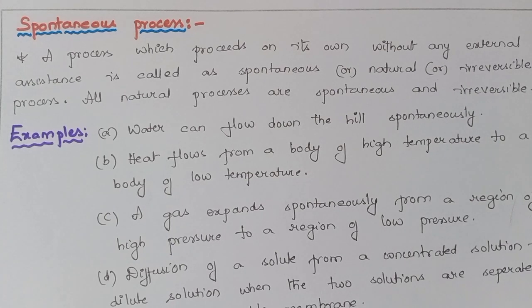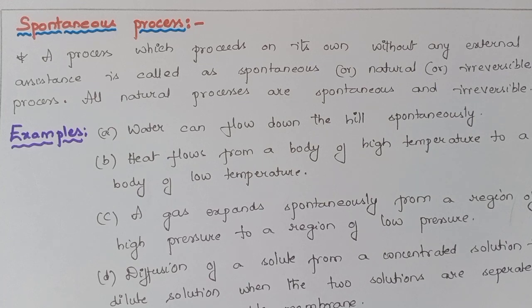Okay, now coming to the examples. As I told you, water can flow down the hill spontaneously. For this, we need not give any external assistance or external help. Suppose you stand at the top of the hill and drop the water from the top; it will flow easily down the hill without any external help.